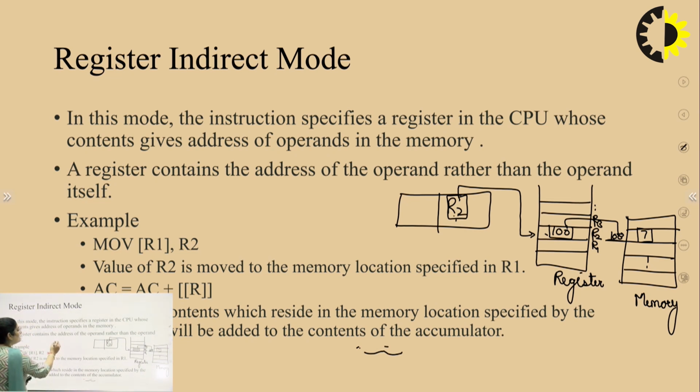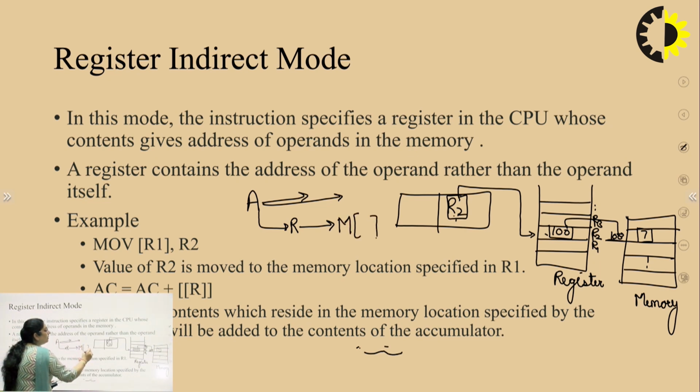Register indirect mode means I am not directly contacting the register for the operand, and I am not directly contacting a memory location either. I am contacting a register, and that register in turn holds the memory address. At that memory address, my data is available. This is the chronology. For example, if I process the instruction move R1, R2, this specifies the memory content. The value specified by register R2 is moved to the memory location specified in R1.